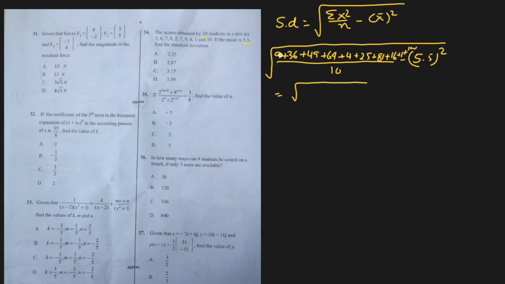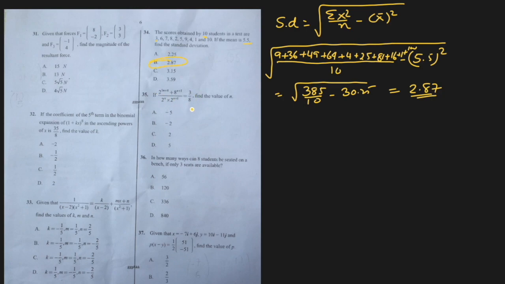So 45, 54, 58, 62, 87, 16, 1 plus 100, 385 over 10 minus 5.5 square, which will be 30.25. Put this in a calculator and you will get 2.87. This is the answer B.